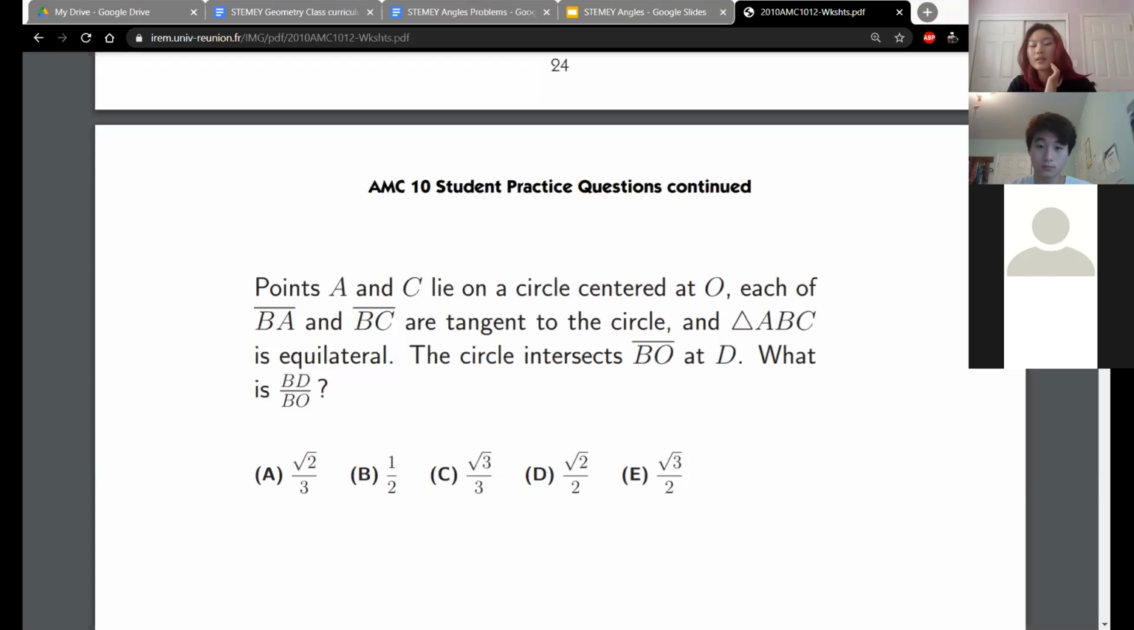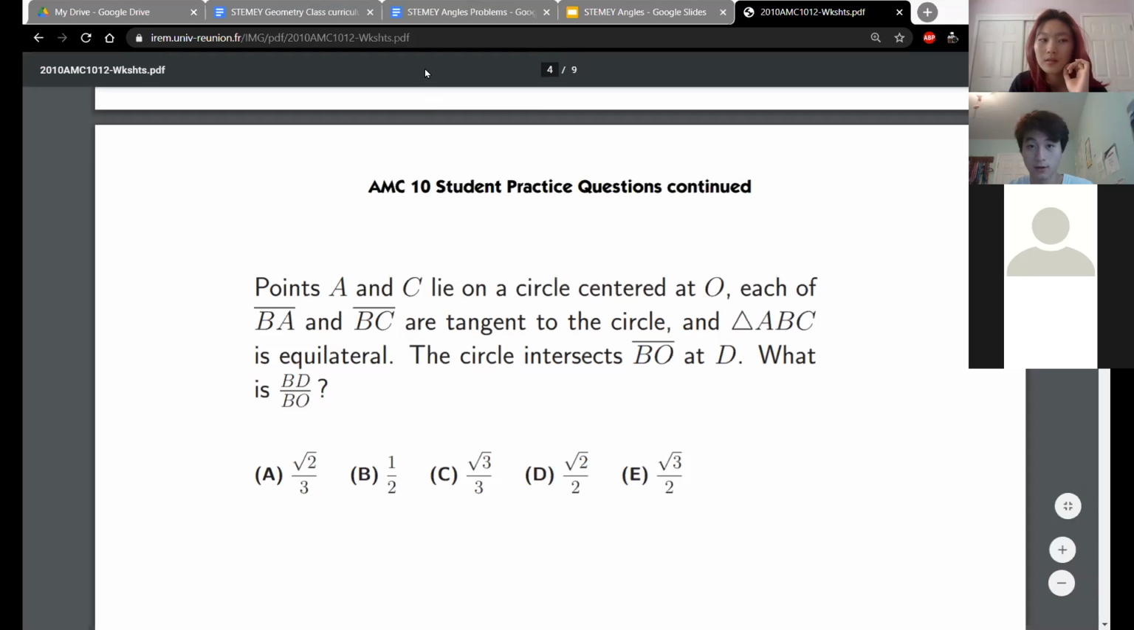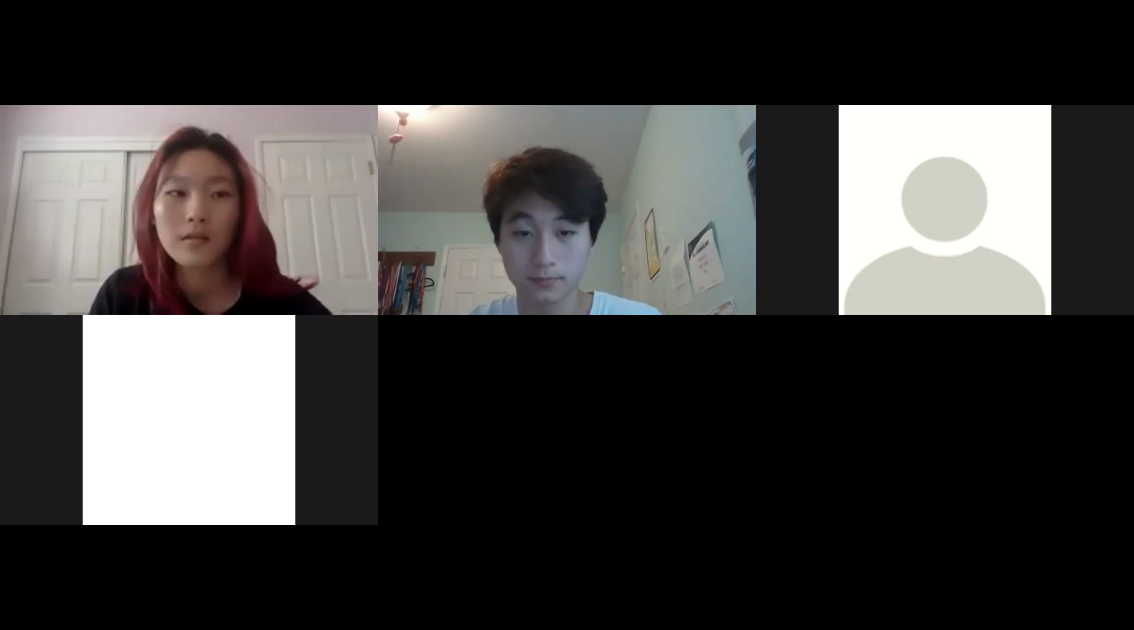Okay, so does someone want to explain how they got it, or should I kind of do it with you guys? Okay, I'm going to share a whiteboard. So we have a circle, and then we have this thing, right? This is A, B, C. This is O, and was this D? I don't remember. Was this D, Justin? Yeah.